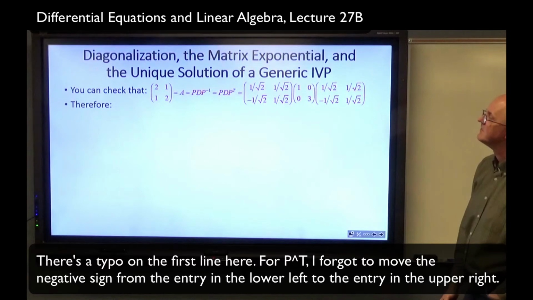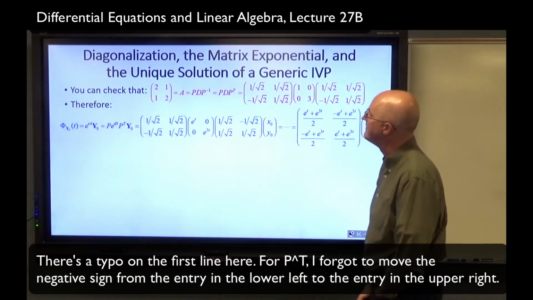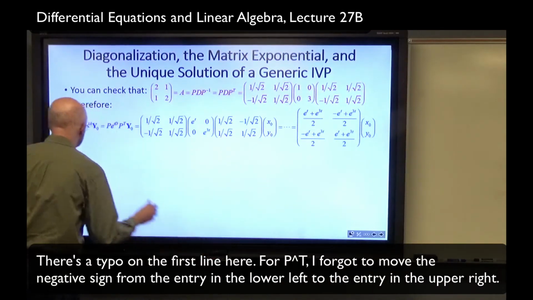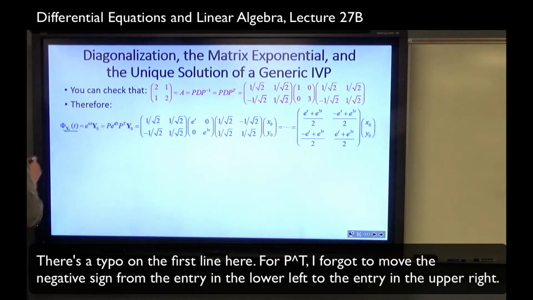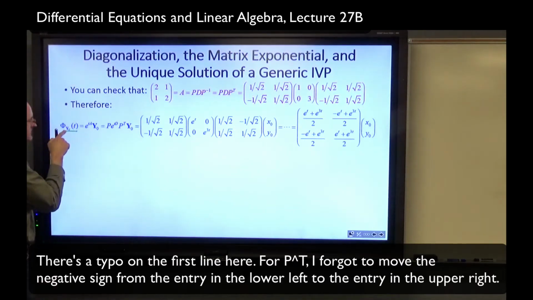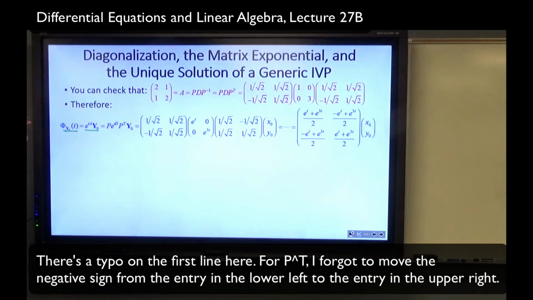Therefore, we've seen this before. If we look at the matrix exponential of t times A, which is going to be our unique solution of an initial value problem, dy/dt equals A times y, where the initial condition is y sub 0, it is e to the tA times y0. That's the beautiful generalization that I've been talking about.